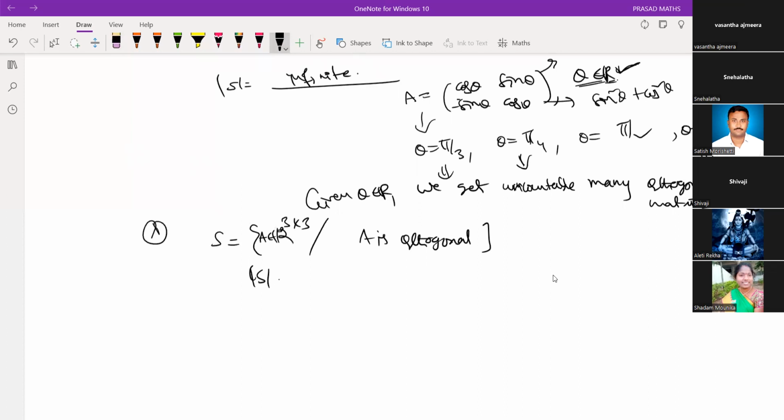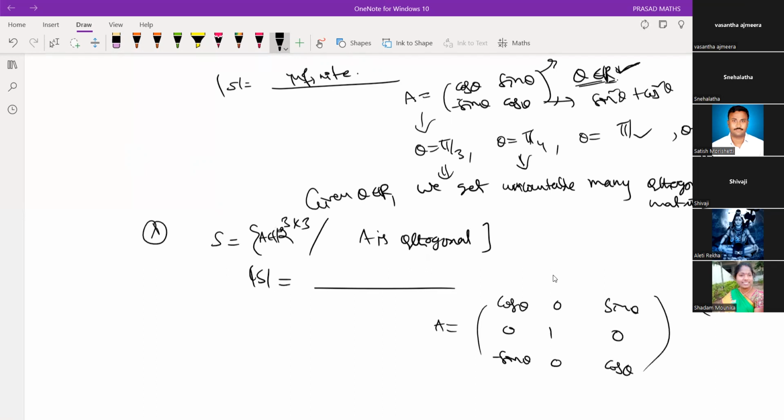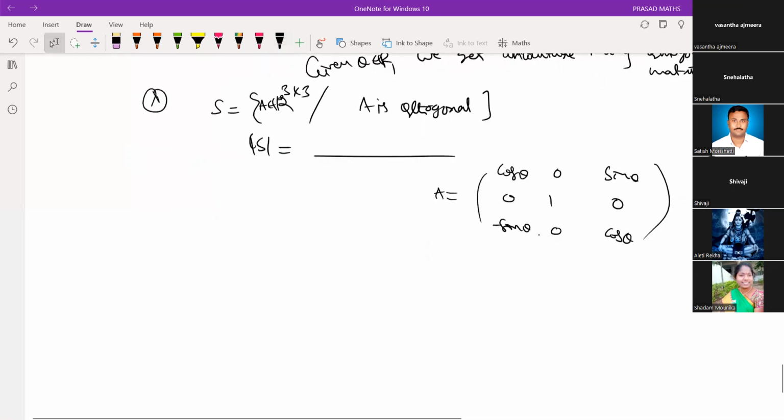Infinite. Why? Because I can give this matrix: cos theta, 0, sin theta; 0, 1, 0; minus sin theta, 0, cos theta. Now is it orthogonal? Theta is a real number. Is it orthogonal? Anybody? Yes, sir. Because the sum of the squares of the elements of each row is 1, and the sum of the products of any two distinct rows is 0. Therefore, it is orthogonal. Once you give me theta, we can get an orthogonal matrix. So it is infinite. How many thetas? Uncountably many.